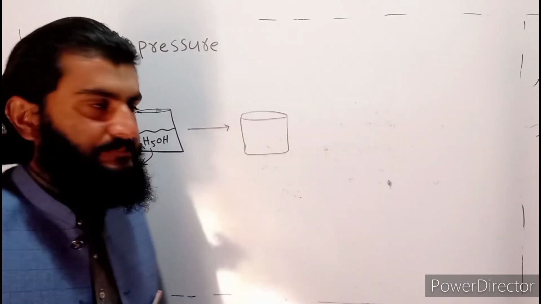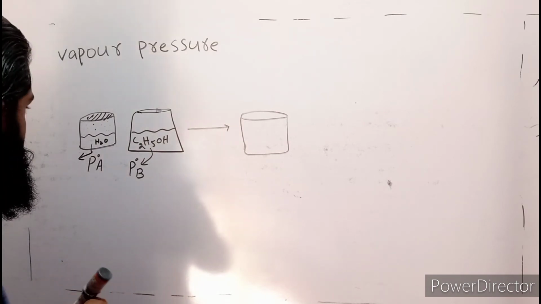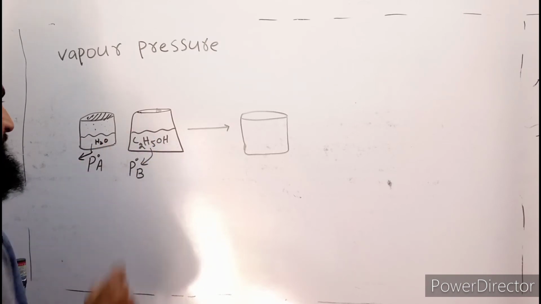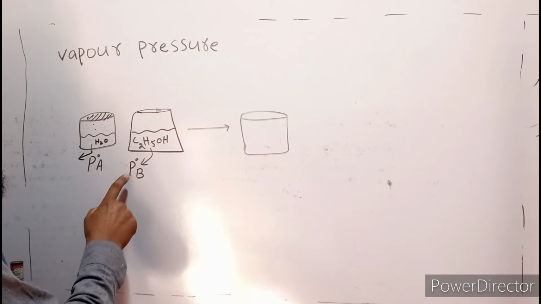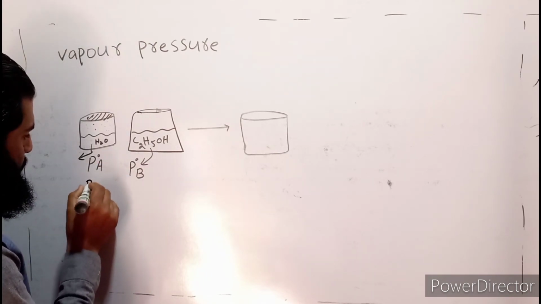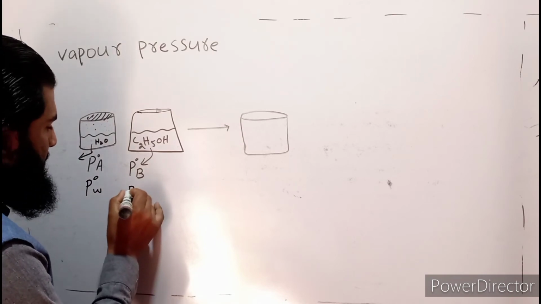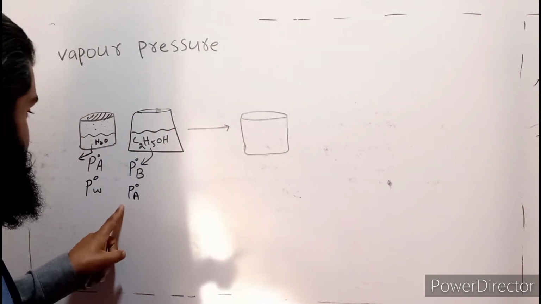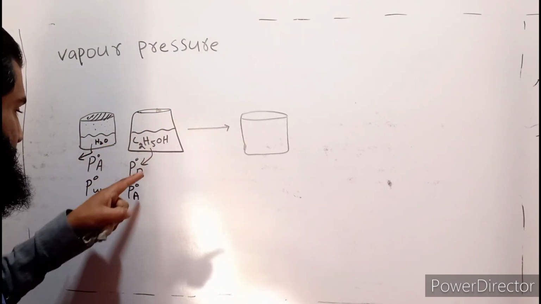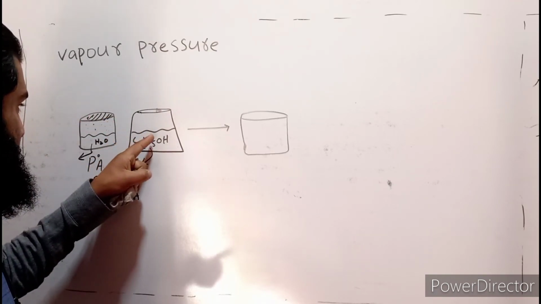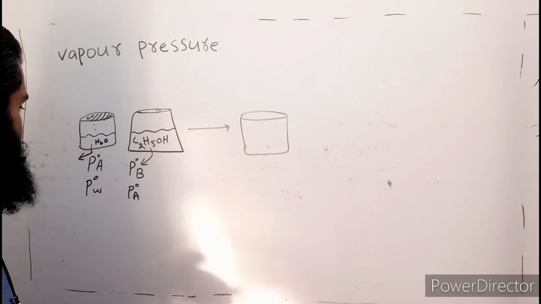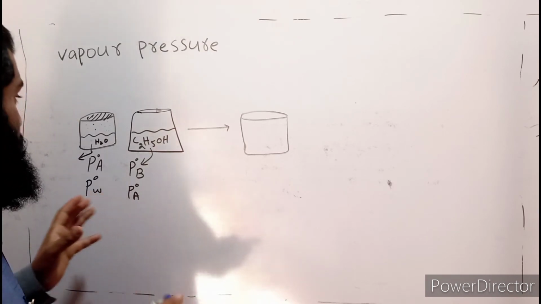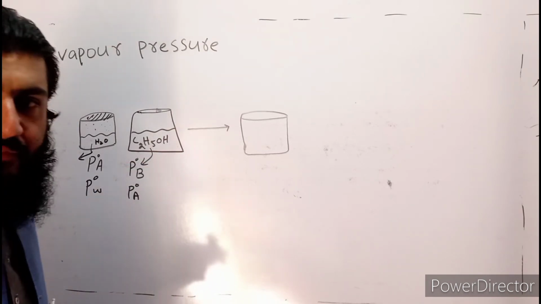So on the basis of this naught, we can differentiate the pressure of the liquid in a pure form from that in a mixture form. We represent the vapor pressure of these liquids in a pure form by P naught A or P naught B, or P naught W for water, P naught for alcohol. Clear? In a pure form, the pressure exerted by these substances is represented by P naught W and P naught A or P naught B.